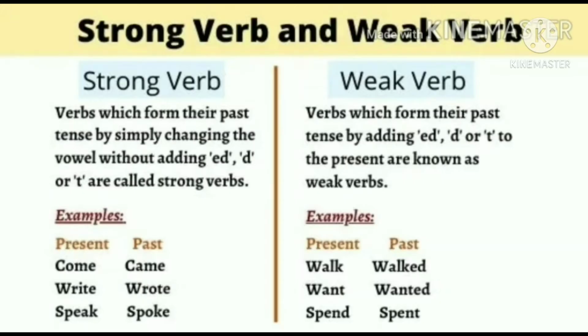Now, as it's given in your book, the terms strong verbs and weak verbs are given. You have a list there which you'll have to study. Now, what are strong verbs? Verbs which form their past tense by simply changing the vowels without adding ed, d, or t are called strong verbs. The other name for strong verbs is irregular verbs, which I've already explained to you. Now coming to weak verbs, which can also be referred to as regular verbs. Verbs which form their past tense by adding ed, d, or t to the present are known as weak verbs. You can read the examples.